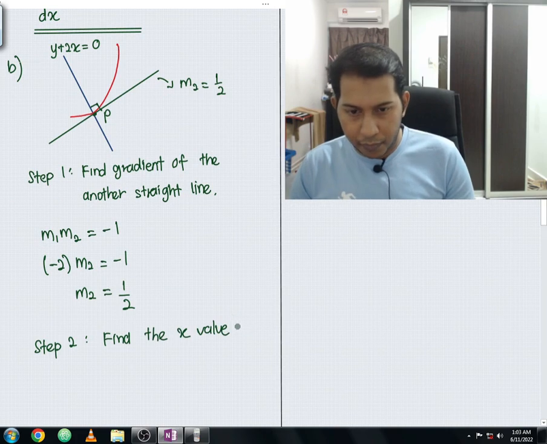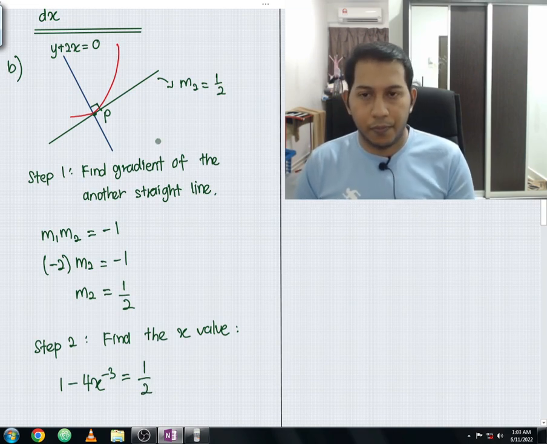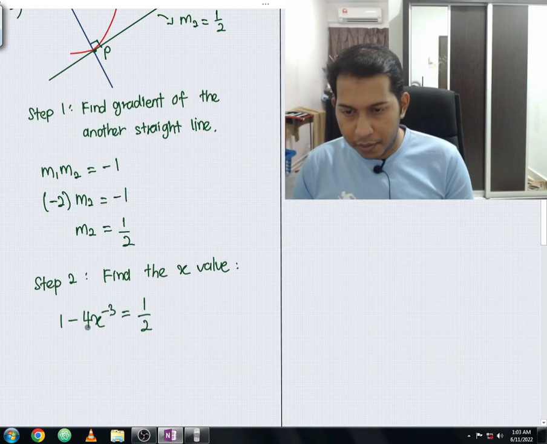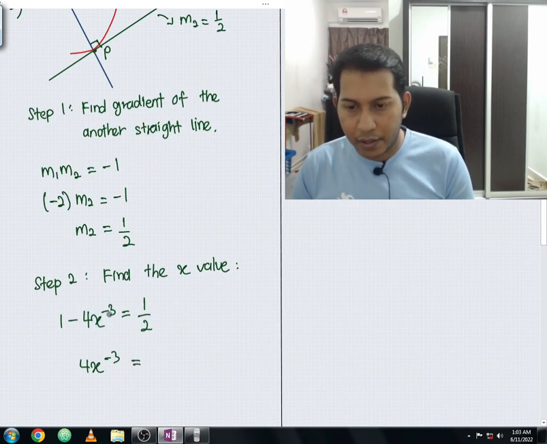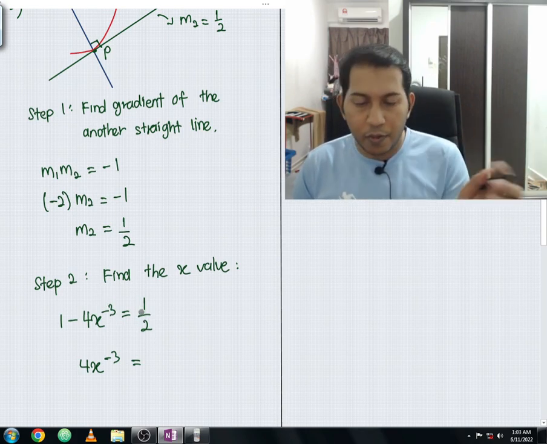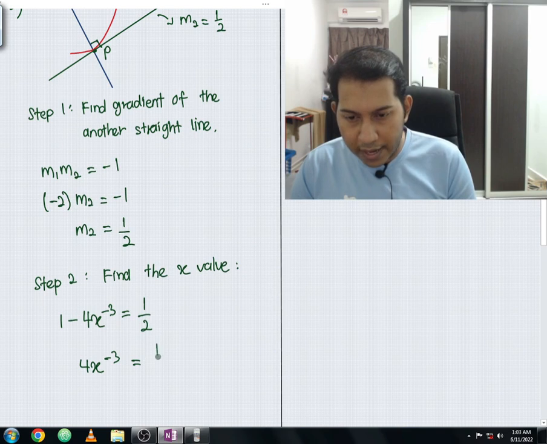Okay, so from here let us do the comparison. 1 minus 4x to the power of -3, we compare it such that it is equal to 1/2. This value we compare together with the equation of the gradient of the curve. So from here, let us rearrange this equation. The negative 4x to the power of negative 3 we move over to the right hand side, and the 1/2 we move over to the left hand side, and then we switch them. So 1 minus 1/2, from here you get 1/2.